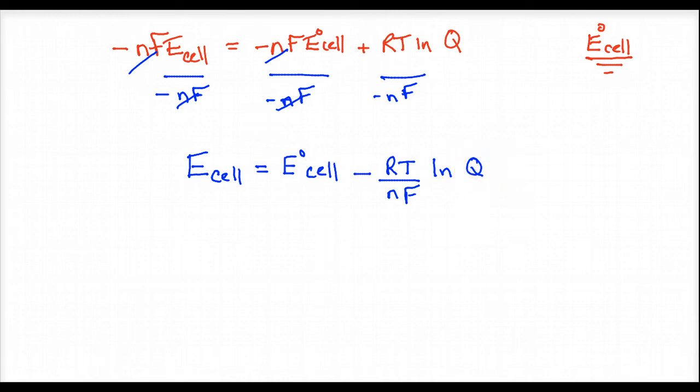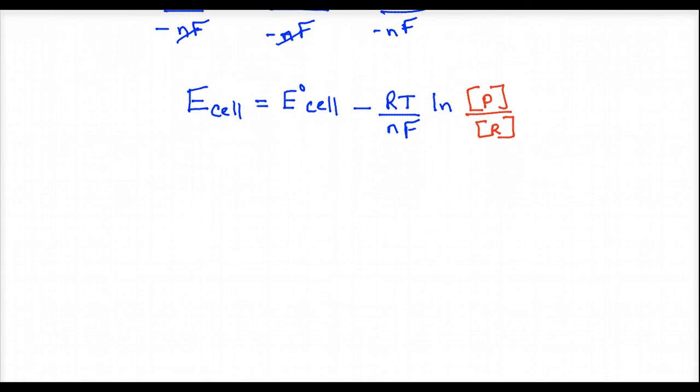So let's get rid of Q so we can understand this a little better. Q is going to equal the product concentration over the reactant concentration. All right, let's see if we can make some sense of what the Nernst equation really can help me do.